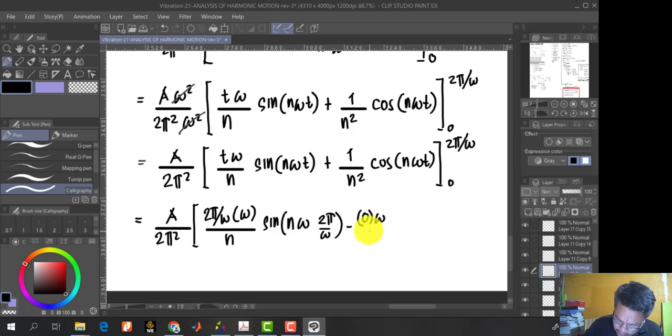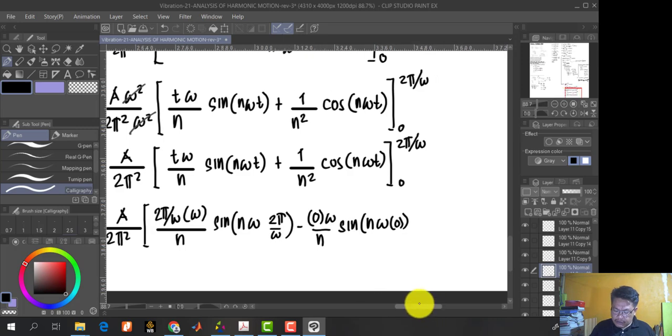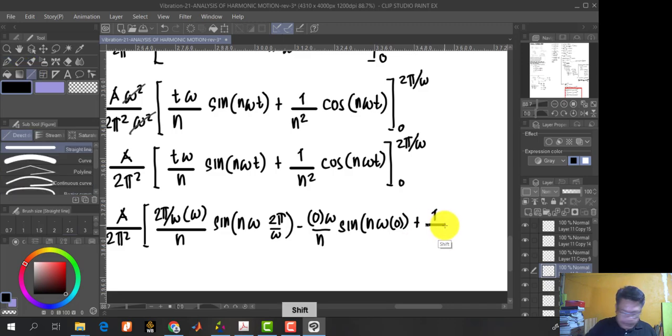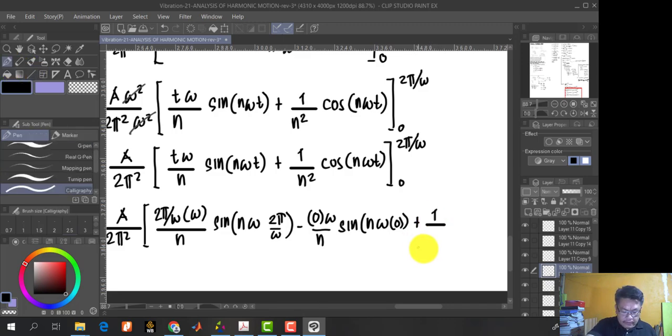Times your angular, all over, divided by your n. Then this is multiplied by sine of n angular, then this will be 0. So eventually, this part will be 0 out. Then next, we have your plus. So this is 1, all over n squared.